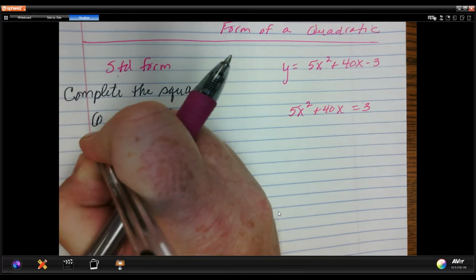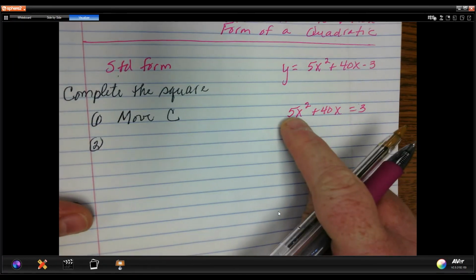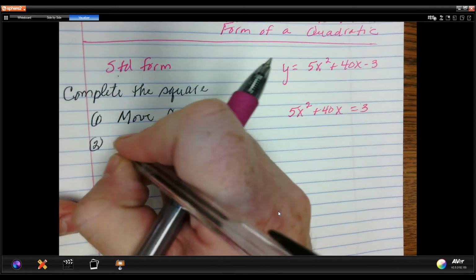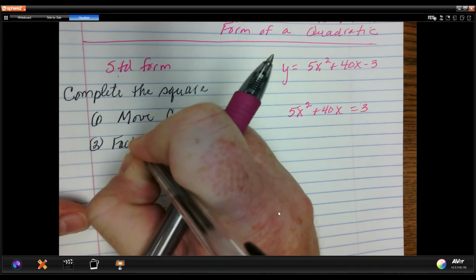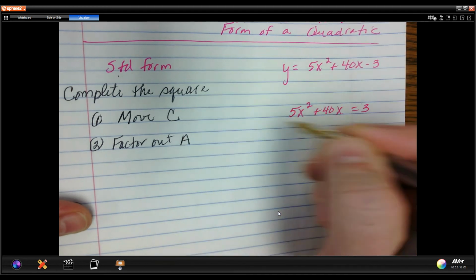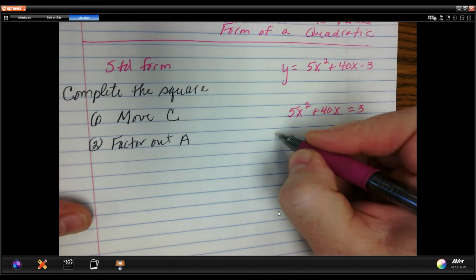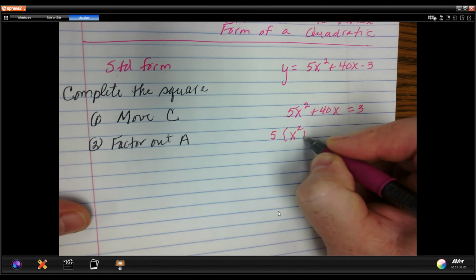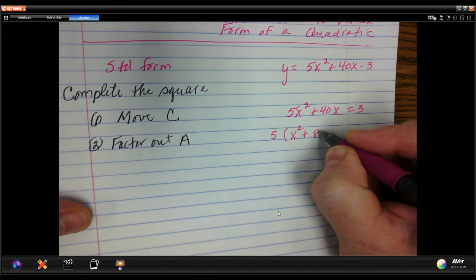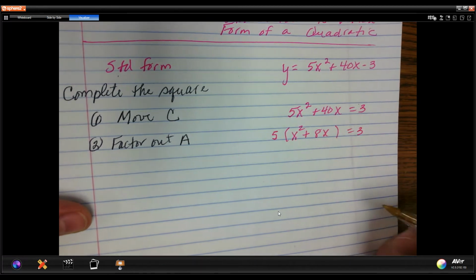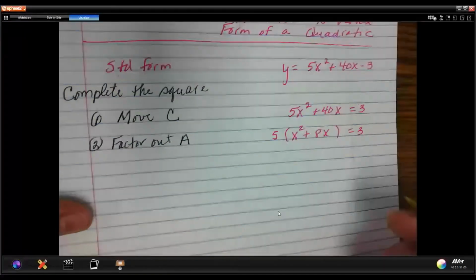Step 2, if you guys remember, we want to make a 1. Remember, the coefficient on x squared needs to be a 1. So we're going to factor out a to make that a 1. You just take out the 5. So you're left with x squared plus 40 divided by 5 is 8x, and then equals 3. So the steps were move c, then factor out the a because we're going to make that 1.